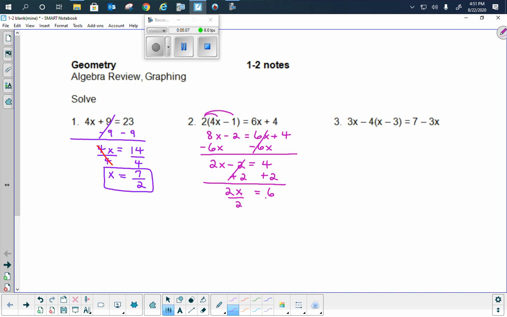Divide by 2 because that's the opposite operation of multiplication. Those cancel, and now x equals 3. Final answer, boxed.